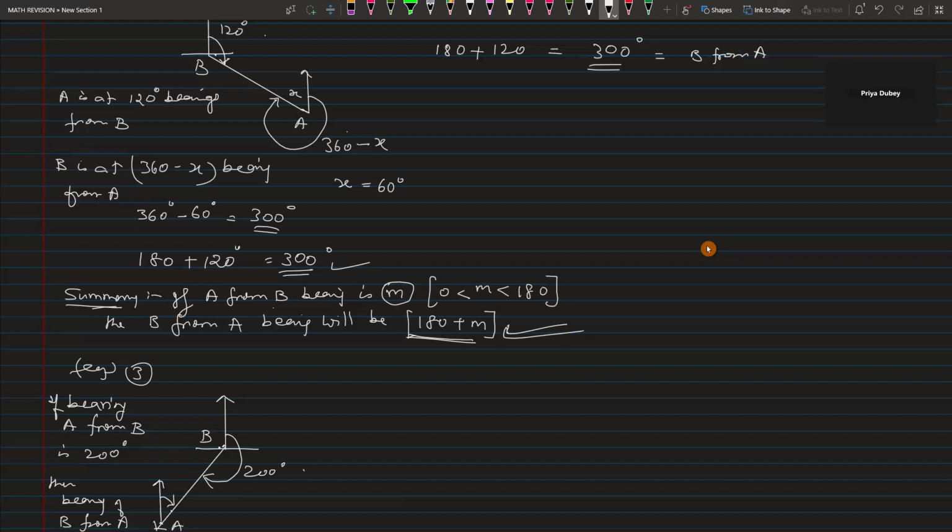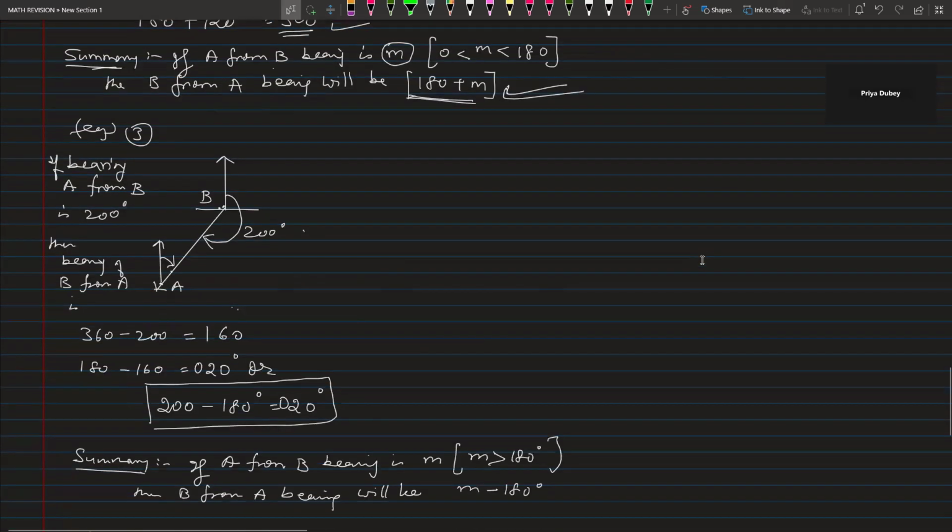If the bearing of A from B is between 0 and 180, then the reverse bearing of B from A will be 180 plus this bearing. Whatever bearing is given between 0 and 180, that is the rule. Now, next example, let us try to see what is happening.